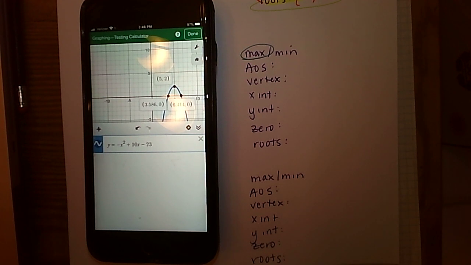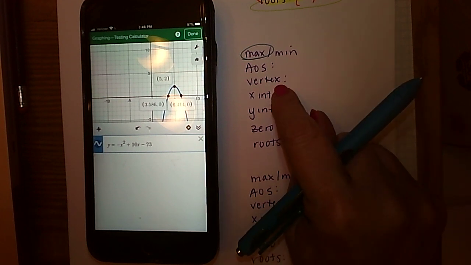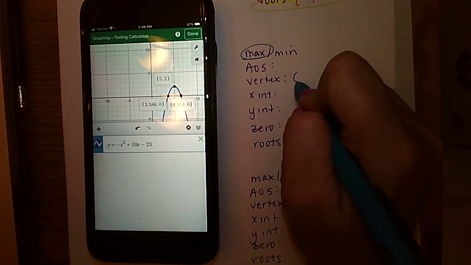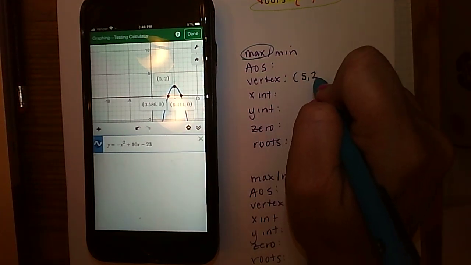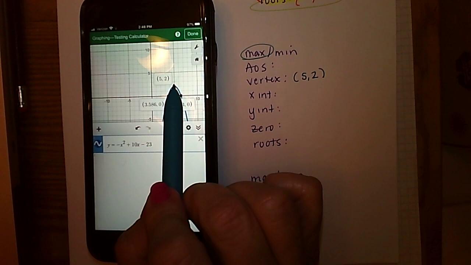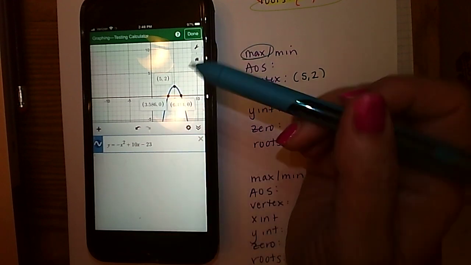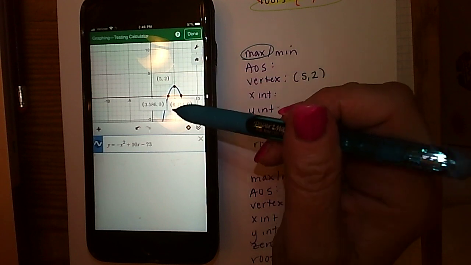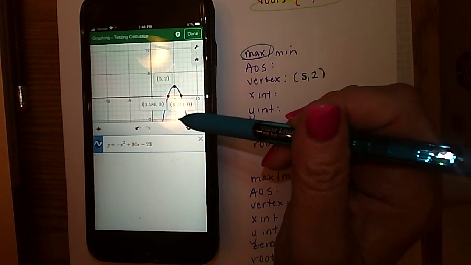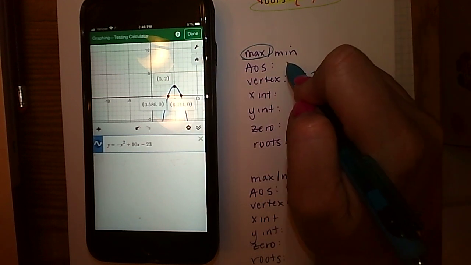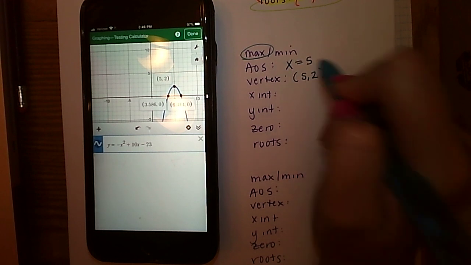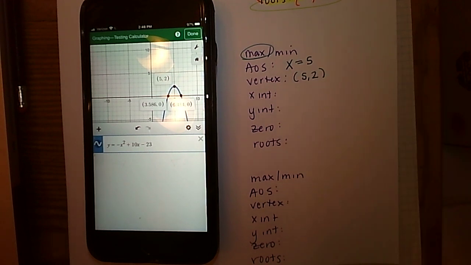So now, with my vertex, because it's going to be right there, I have 5, 2. That's my vertex, the highest point of my graph. Now with that, I make my axis of symmetry, which is the line that comes through it, at the x. So it's x equals 5. Remember, it has to be an equation.